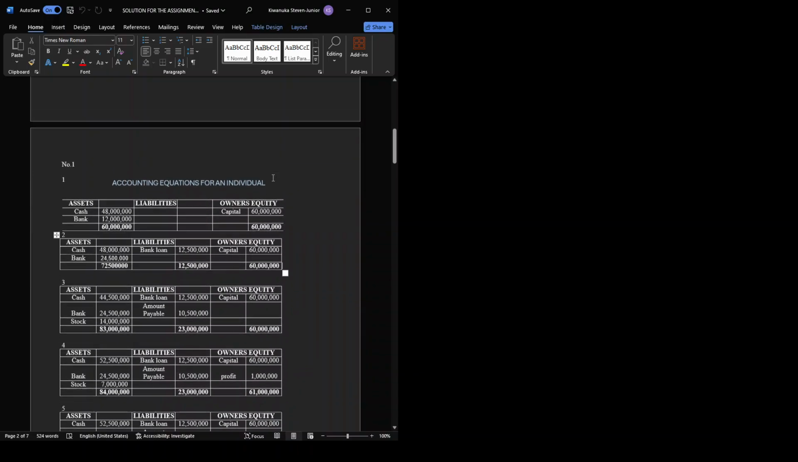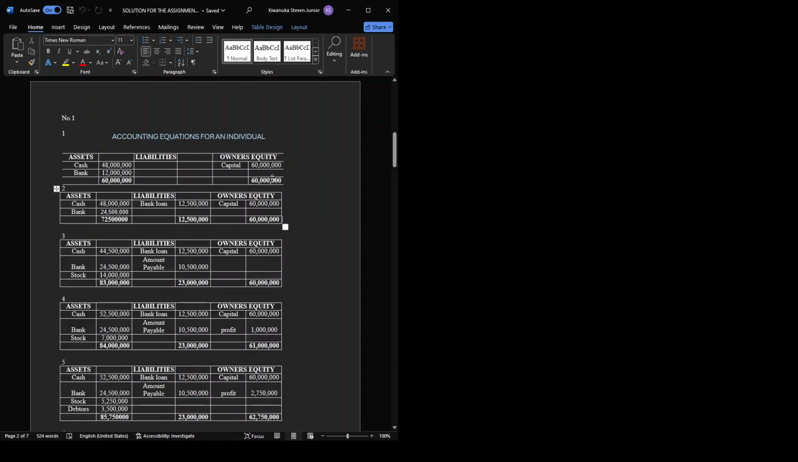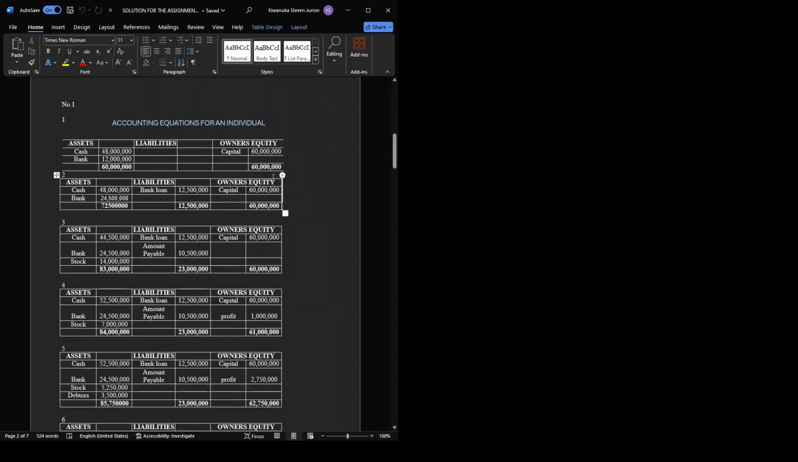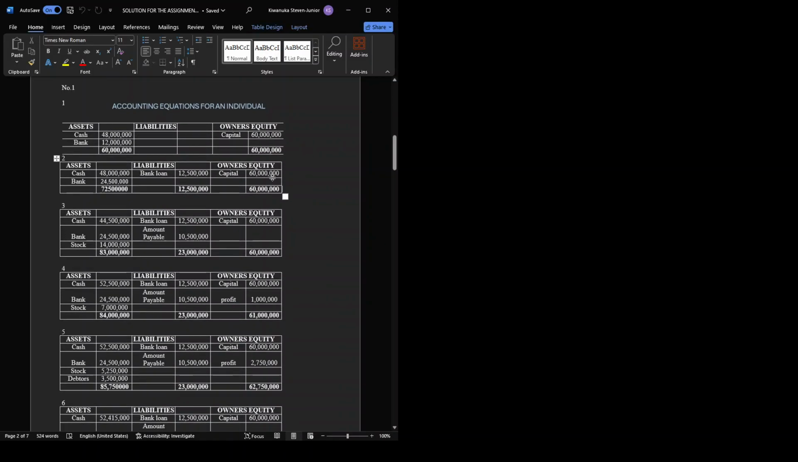We are going to work out this number which was left under equations for accounting. The question says construct the accounting equation for each of the following transactions. They are telling us that an individual started business with 48 million. These 48 million by cash, you put it under cash at hand. Then 12 million in the bank, you put them here. So you calculate the total by adding this. Total capital will remain constant.